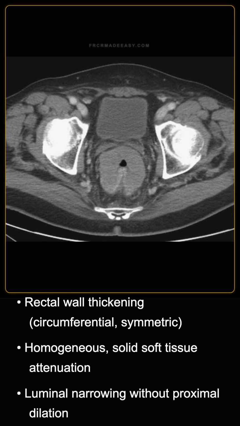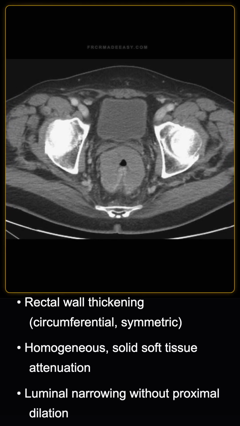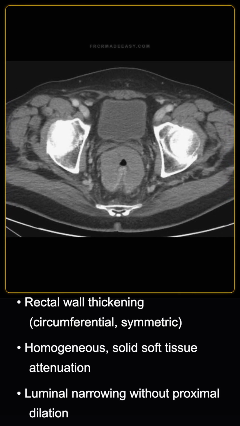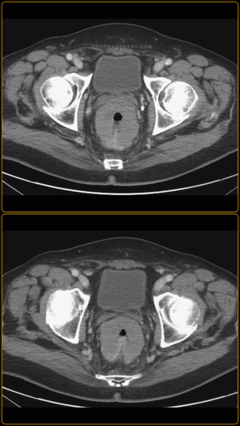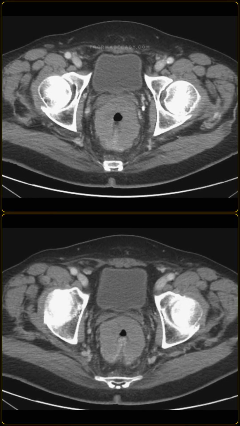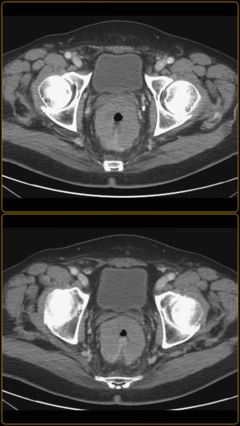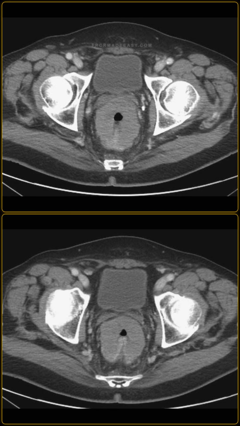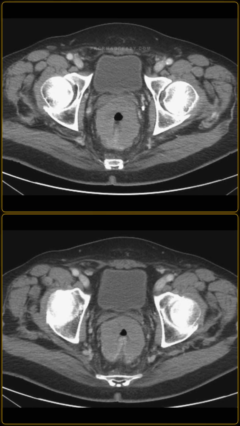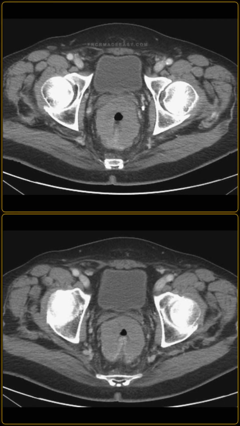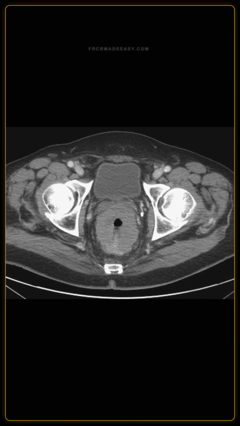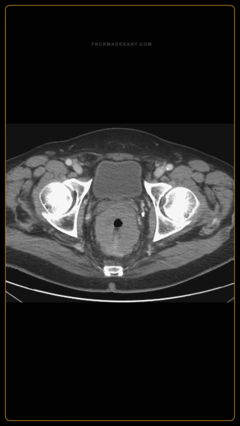The CT demonstrates marked circumferential and highly symmetric wall thickening involving the rectum. The thickened wall exhibits a very homogeneous, solid soft tissue attenuation. This results in significant luminal narrowing, though there is no proximal colonic dilatation to suggest obstruction. Are there any specific perirectal findings you need to evaluate?